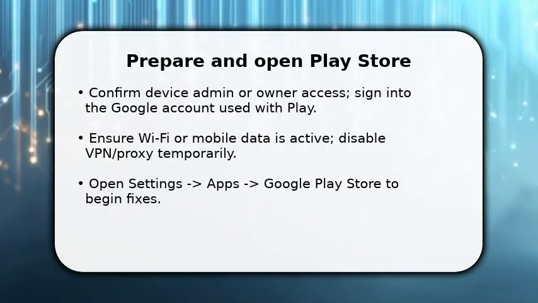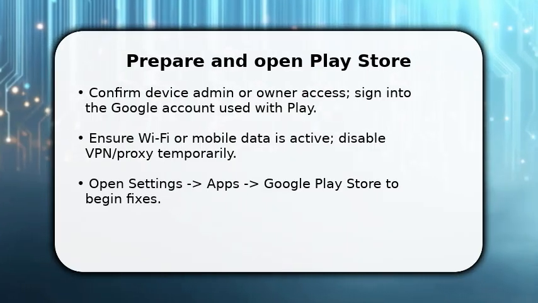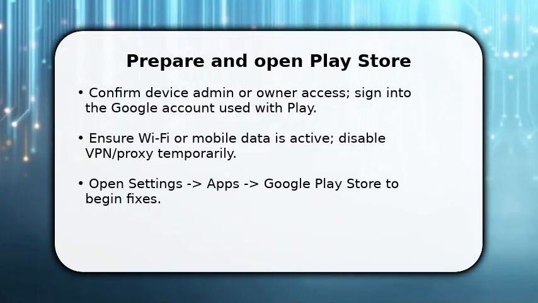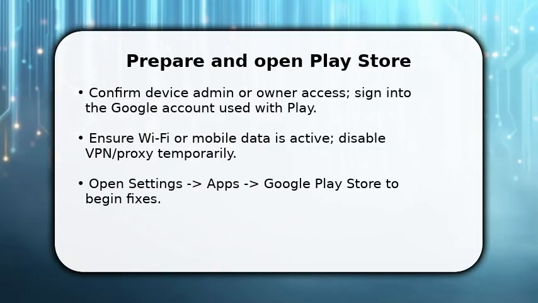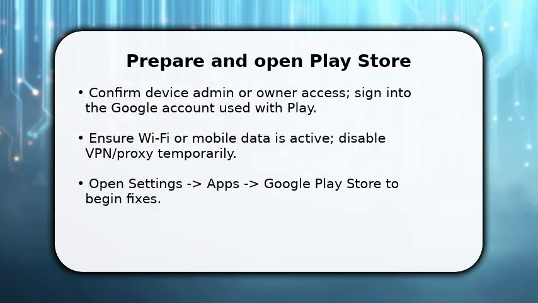You'll start by confirming you have device owner or administrator access, because you can't change restricted system settings without it. Once done, turn on Wi-Fi or mobile data and temporarily disable any VPN or proxy. Those often route or block Play traffic.